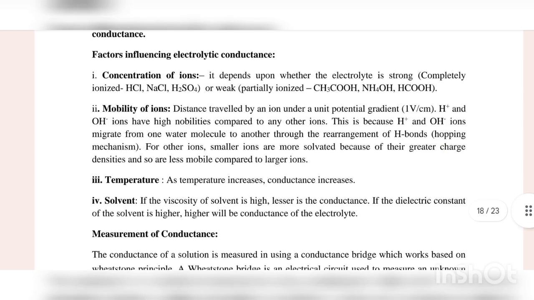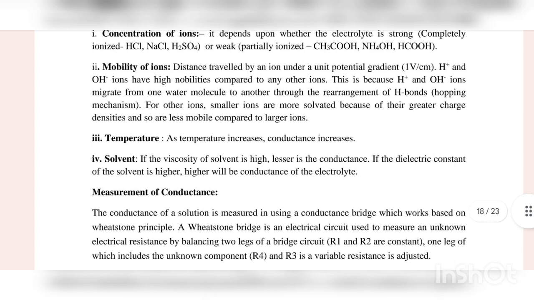Then the second factor is mobility of ions. The mobility means how fast it travels, or the distance traveled by an ion under a unit potential gradient. If mobility of a particular ion is very high, then again its conductance is very high. When compared to H plus and OH minus, H plus ions show higher mobility than OH minus ions. Then the third factor is temperature. As the temperature increases, conductance also increases.